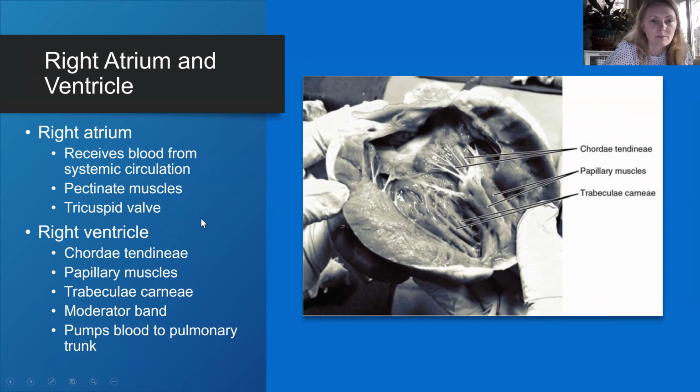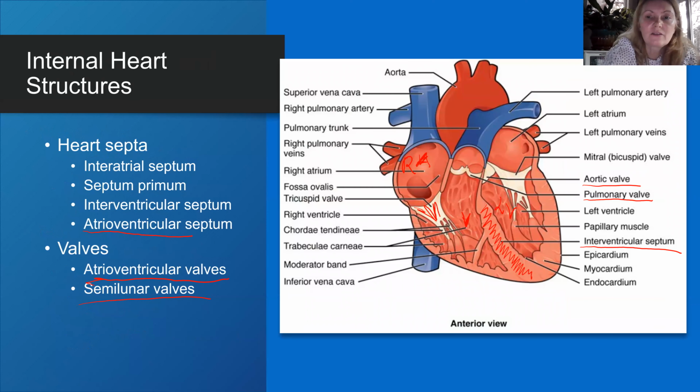So this picture is not the best one. So let's look over here. You see this valve over here. So we're on the right side. So that's my right. So right atrium and right ventricle. So the valve over here is going to be the tricuspid valve.